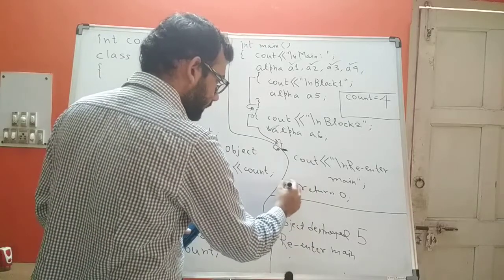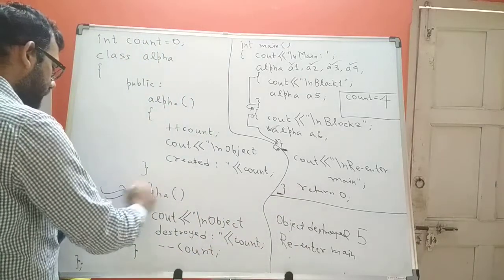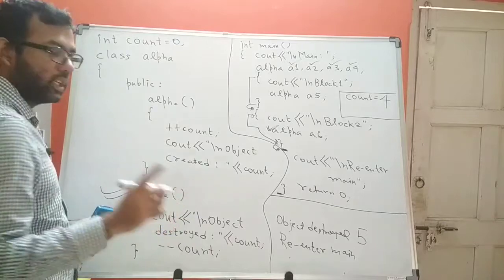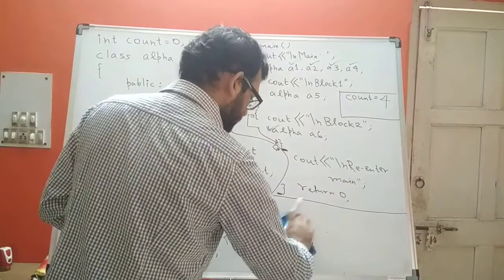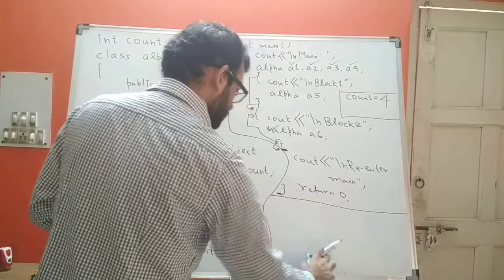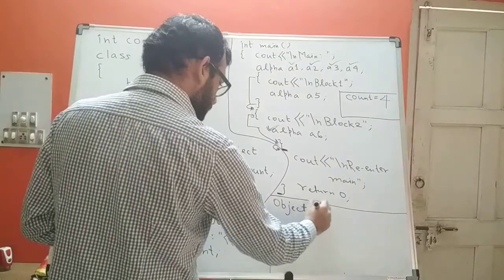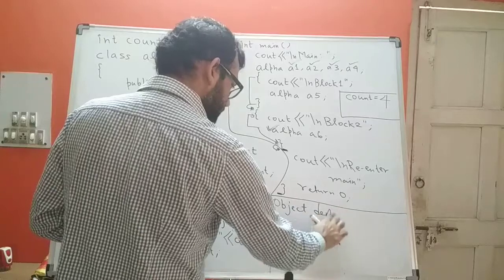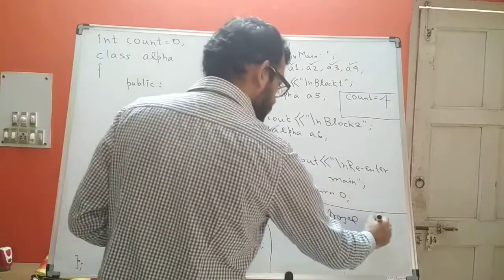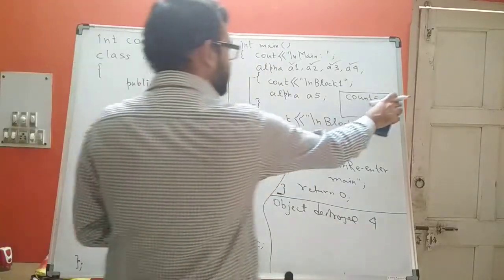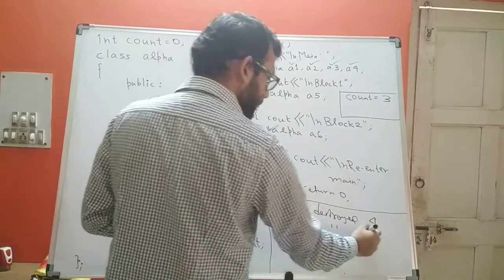The moment the program comes to an end, the destructor is invoked one last time. And what will happen? All objects will be destroyed. That means first you will be destroying 4. So you will print object destroyed, and the value of count. What is the value of count? 4. So you will print object destroyed 4, and then you will decrement the value of count by 1. So count becomes 3. Then again you will print object destroyed 3.